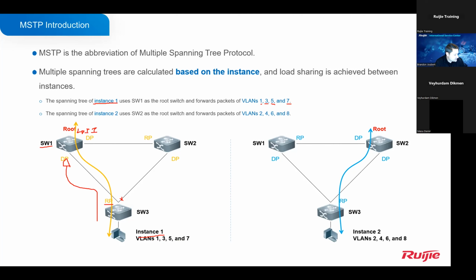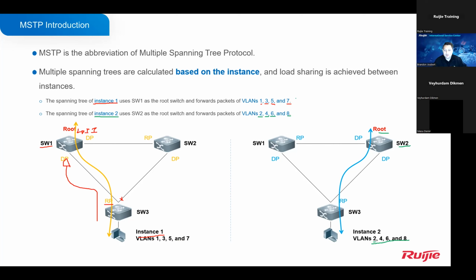So now if we look at instance 2, we have linked VLAN 2, 4, 6, and 8. And now that VLAN 2, 4, 6, and 8 is linked to instance 2, we made switch 2 the root for instance 2. And now the same principles will follow. This is the same network. These are all one and the same switches.